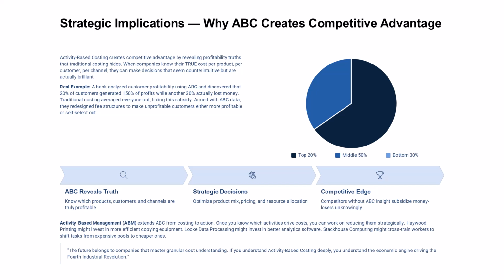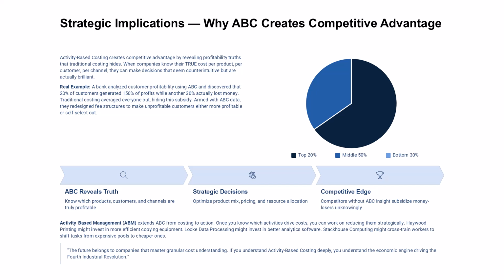Meanwhile, companies that chase volume without ABC understanding often discover too late that their best-selling product was actually their biggest money loser. Activity-based management, ABM, extends ABC from costing to action. Once you know which activities drive costs, you can work on reducing them strategically. Haywood Printing at 5 cents per copy might invest in more efficient copying equipment that reduces the rate to 4 cents, a 20% activity cost reduction.